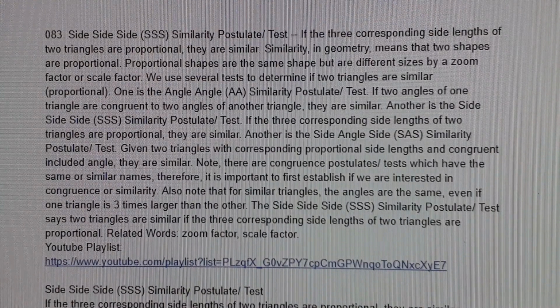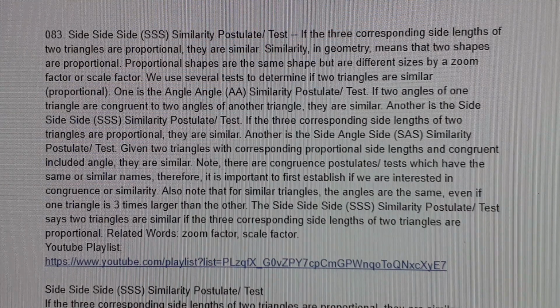Another is the side-side-side SSS similarity postulate / test. If the three corresponding side lengths of two triangles are proportional, they are similar.